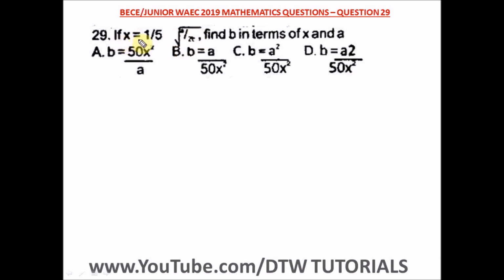It says if x is equal to 1 over 5 roots, a divided by 2b, find b in terms of x and a. So it means make b the subject of the formula. This is what it means. Find b in terms of x and a.